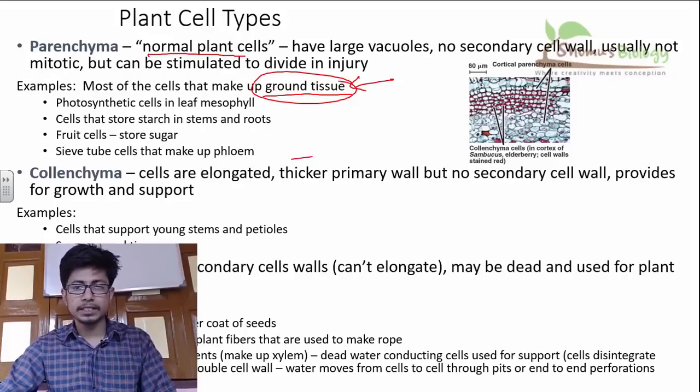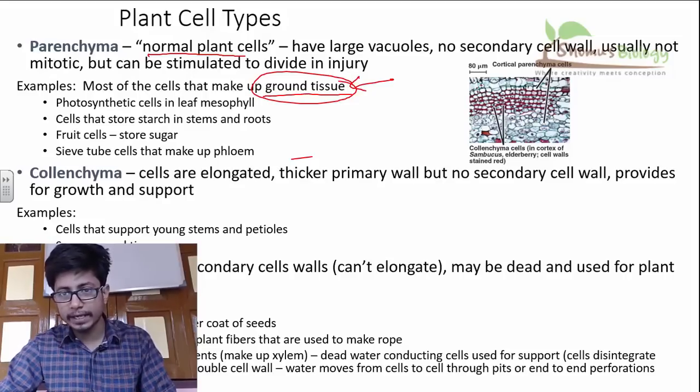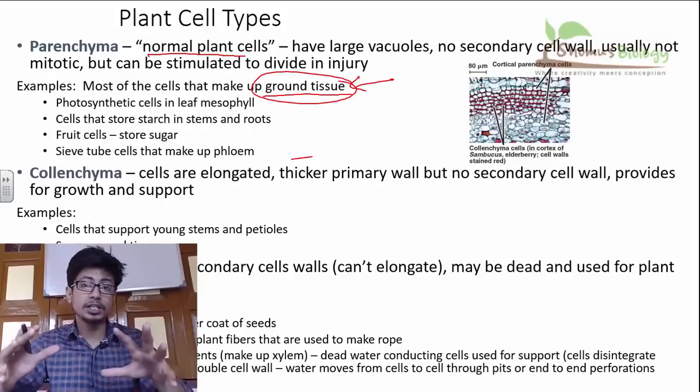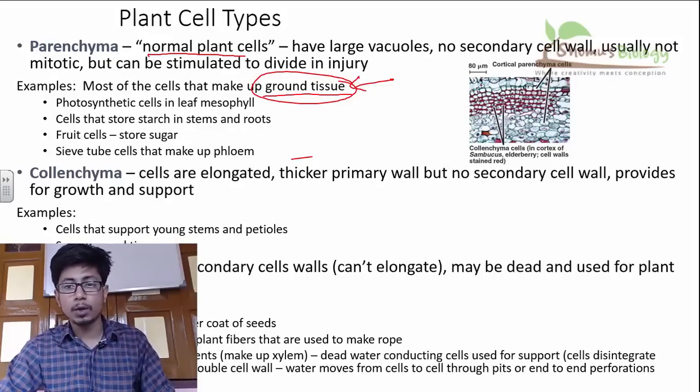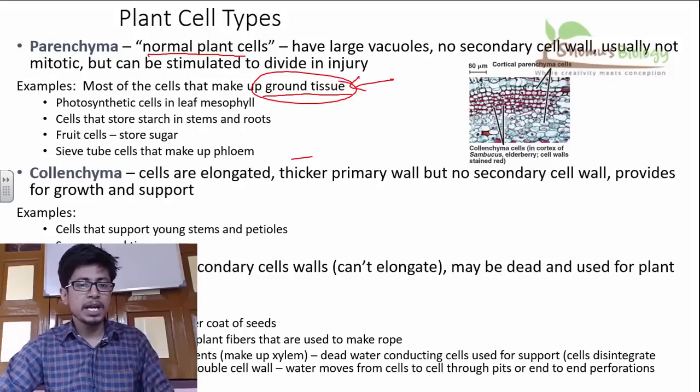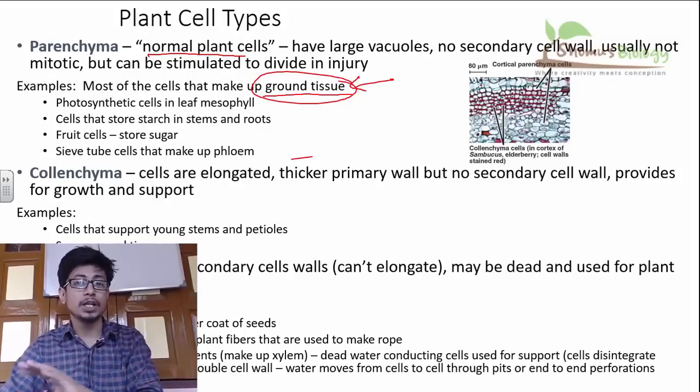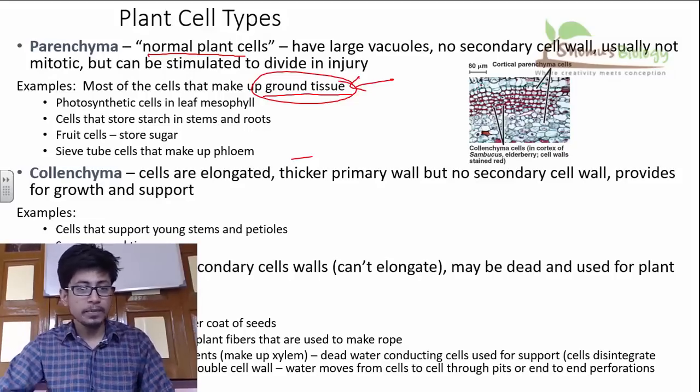The second one is the collenchymal cells. You see here the difference between parenchymal cells and collenchymal cells in this picture. These are the cortical parenchymal cells and these are the collenchymal cells. Parenchymal cells are larger, you can easily view them, kind of transparent in nature, filled with vacuoles, while the collenchymal cells are constricted. Their cell wall is very, very thick. And you see collenchymal cells are elongated, with a thicker primary wall but no secondary wall at all, and they provide growth and support for the organism.